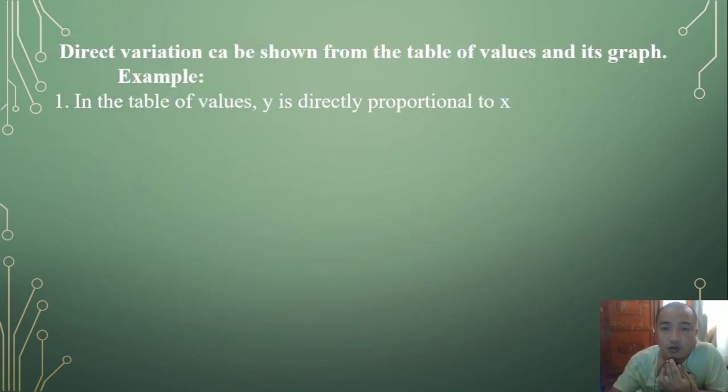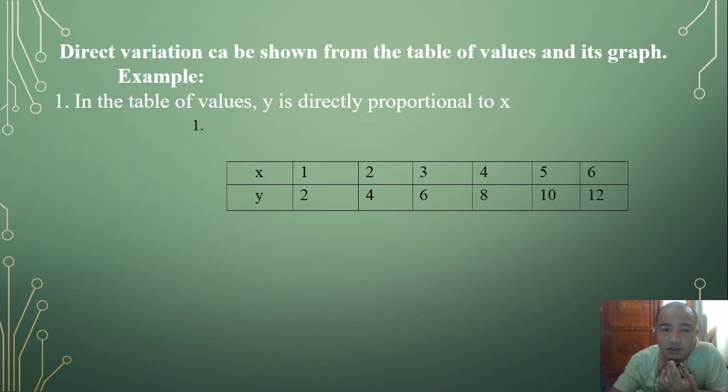Direct variation can be shown from the table of values or in its graph. In the table of values, y is directly proportional to x. So, dito na yung table.